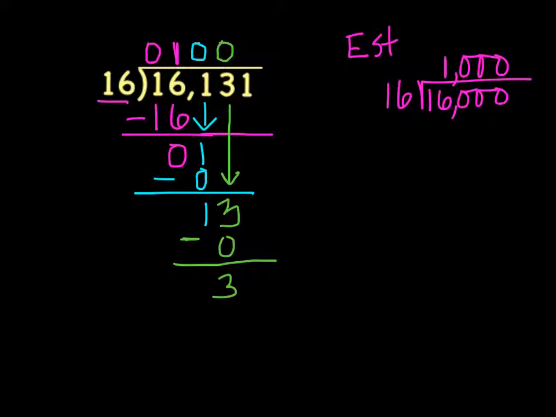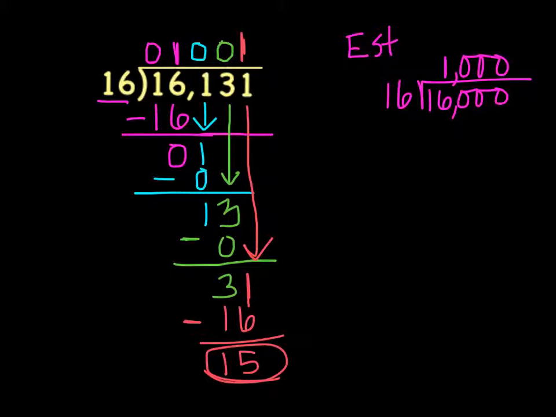Now I'm going to go pick another color. This is a big problem. And bring that one down. So this 1 is going to come all the way down right here. Now, I asked, does 16 work with 31? Yes, it does. I know 16 times 1 is 16, and I know 16 doubled is 32. So 32 is too much, so I'm going to go with just one time. So I'm going to subtract off 16, and that's going to leave me with a remainder of 15. So my answer is 1,001 with a remainder of 15.